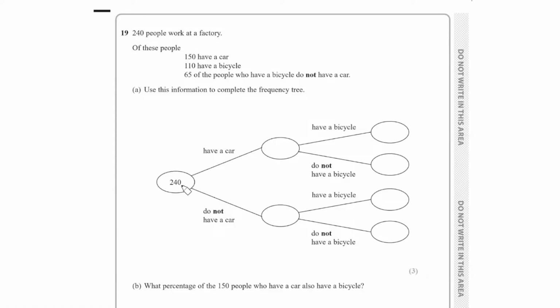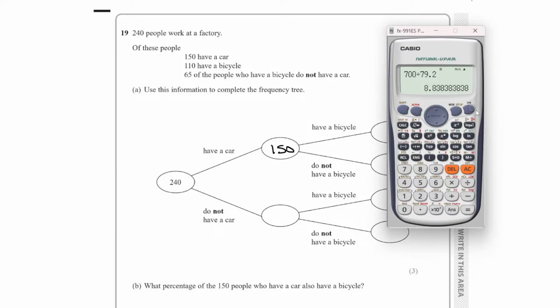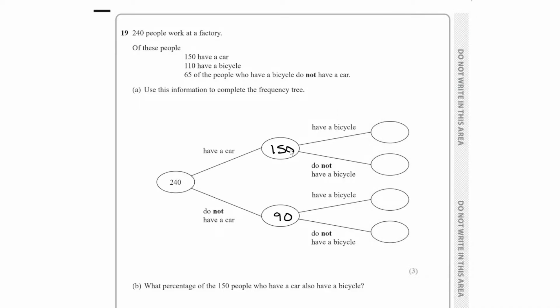So use this information to complete the frequency tree. They've put the 240 as your total. They then split into have a car, do not have a car. So you can see there's 150 have a car, so that's fine, 150. Now what goes here would have to add back up to the total of 240, wouldn't it? So 240 minus 150 is 90, so 90 don't have a car. And then this is the bit where I guess it gets a little bit more confusing, isn't it? So we've dealt with that.